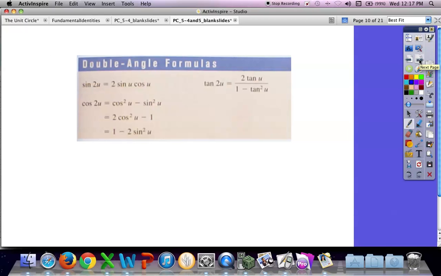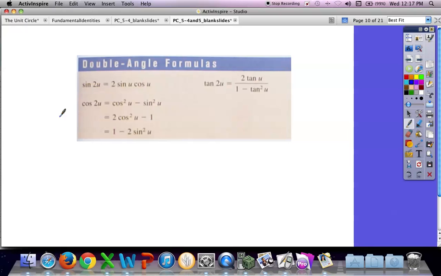Right? These are the 3 double angle formulas. Right? There's the sine one that we actually just showed where it came from. You could do the same thing for the cosine, right? You could say cosine u times cosine u minus sine u times sine u, and you will get cosine squared minus sine squared.